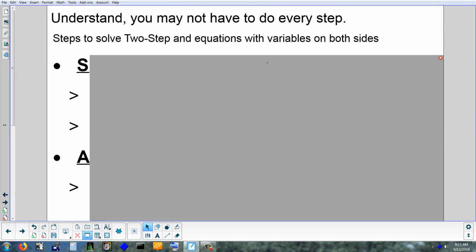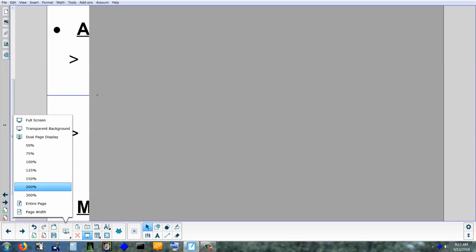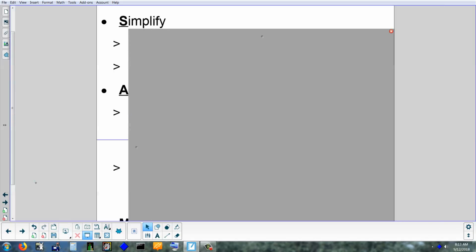And what's nice is we can kind of simplify it. I can't really get it on the screen at the same time. Yes, I can. S-A-M. Okay, so we can simplify it. If you remember SAM, it's going to tell you the steps to follow. So the S is simplify. All right, so simplify.